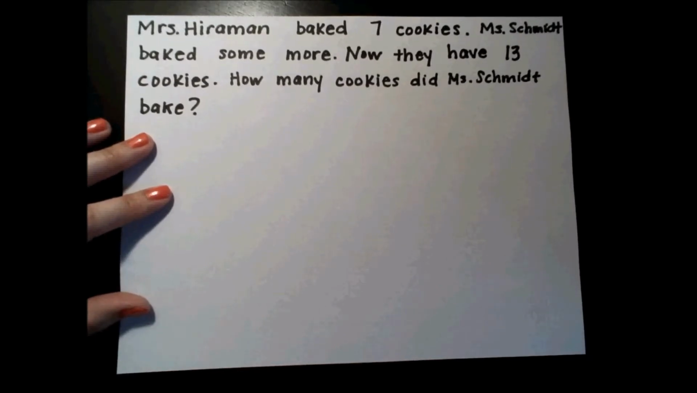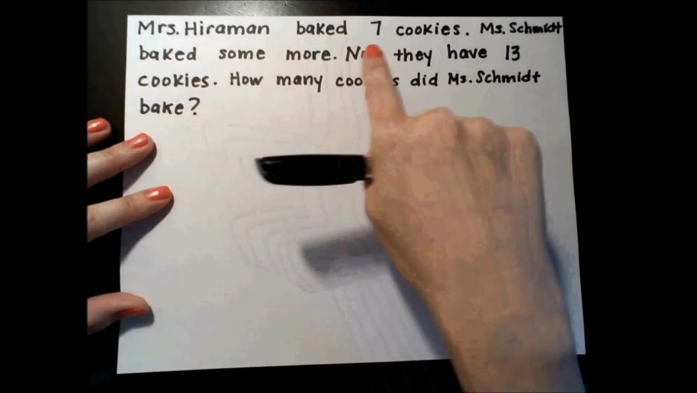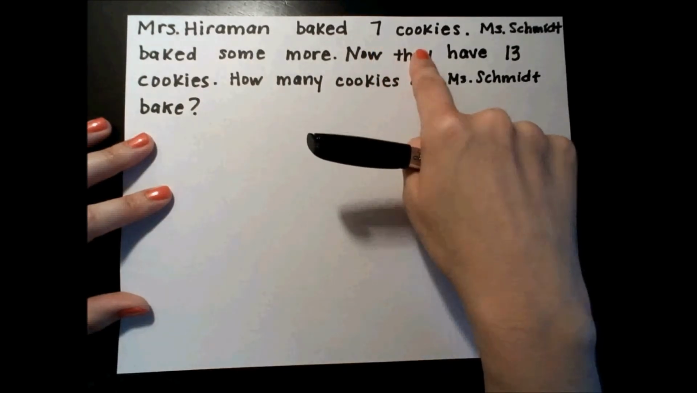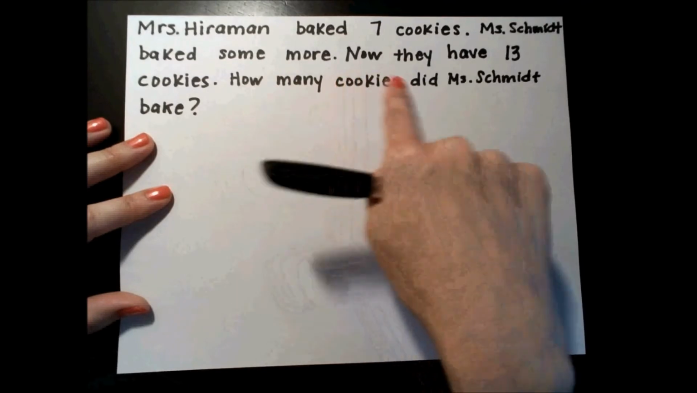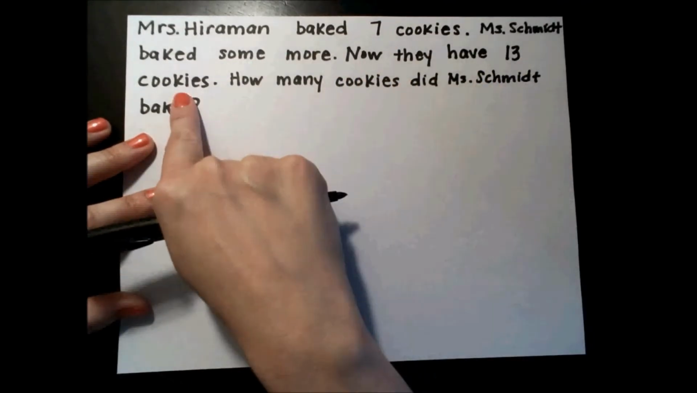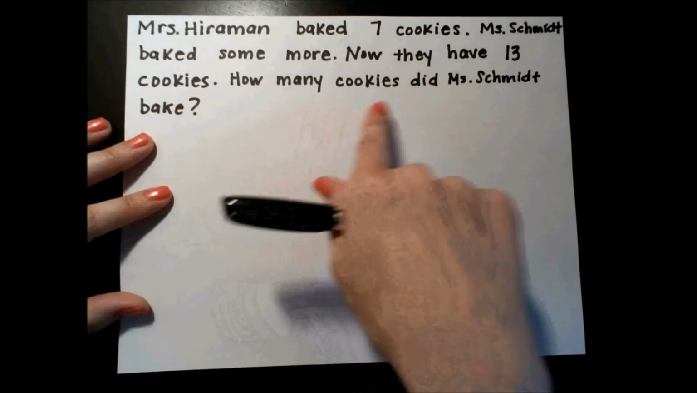Mrs. Harriman baked 7 cookies. Miss Schmidt baked some more. Now they have 13 cookies. How many cookies did Miss Schmidt bake?